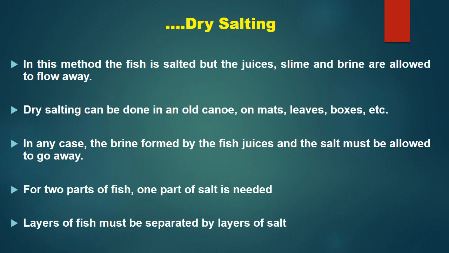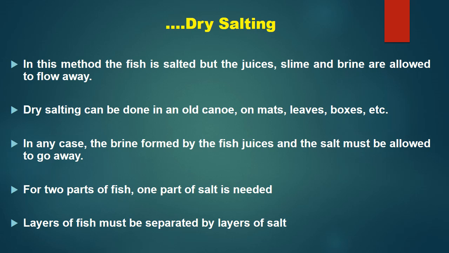Here are a few more details about dry salting. In this method, the fish is salted, but the juices, slime and brine are allowed to flow away. Dry salting can be done in an old canoe, on mats, leaves or boxes. Different kinds of large leaves we can keep, or on the mat we can keep, for doing the dry salting. In any case, the brine formed by the fish juices and the salt must be allowed to flow away.